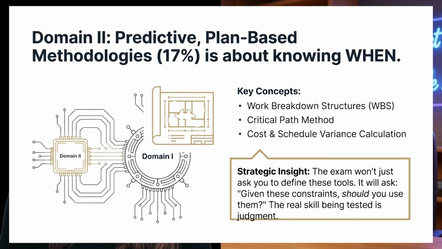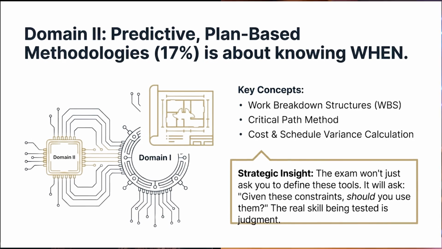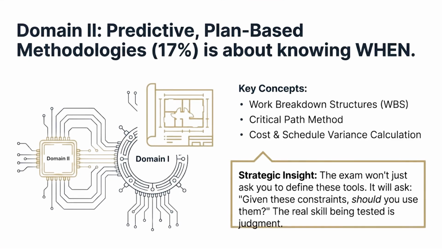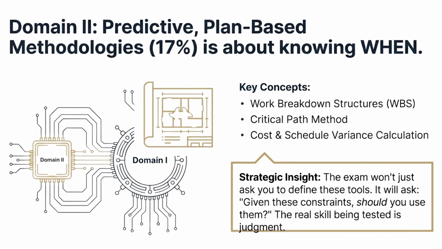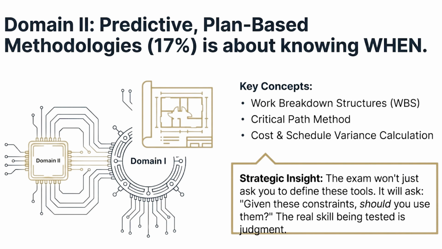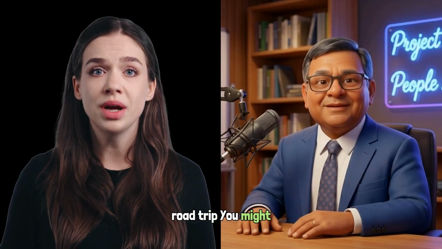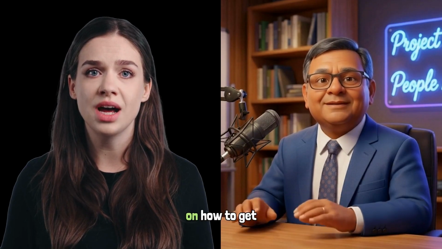And then there's Domain 2. The predictive methods are just 17%. People often underestimate this domain because of its size. However, if you lose grip on methods like the work breakdown structure or the critical path method, you're in trouble. It's like forgetting to use a map on a road trip. You might know that's a solid destination, but you're lost on how to get there.